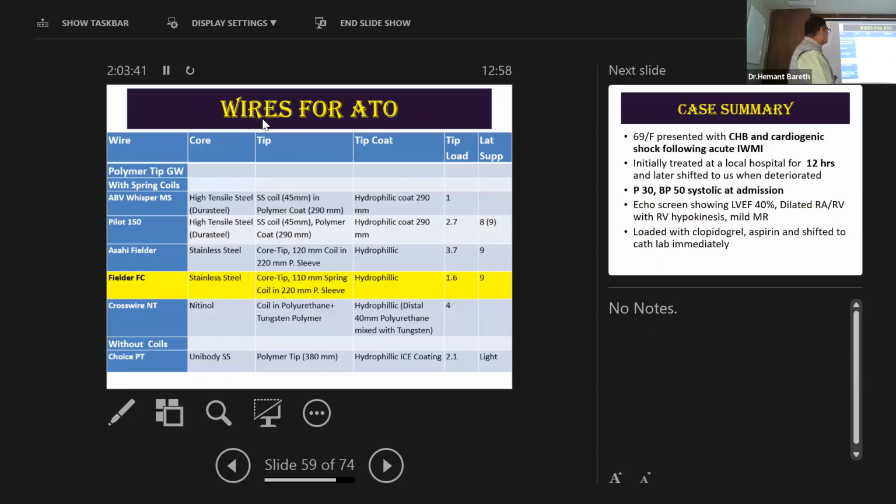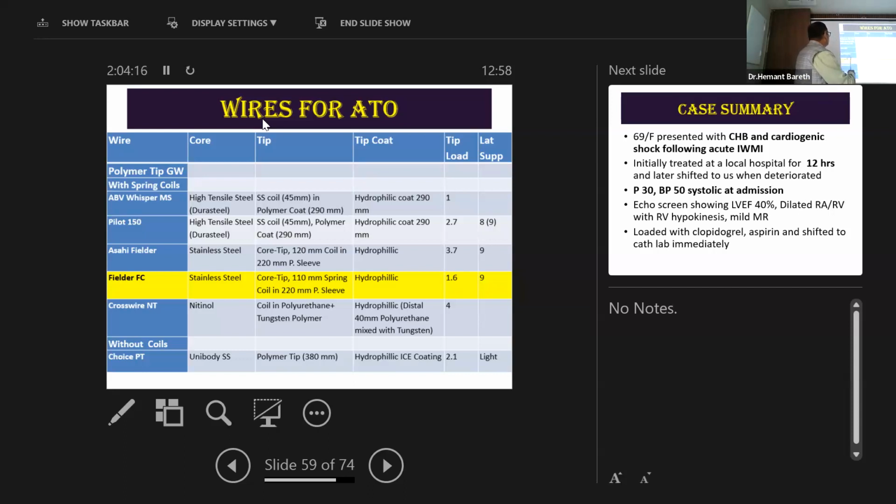So these are some of the wires for acute total occlusion. And as you might see, that tip load is generally between 1 to 2, but you could go up to 4. The Cross-It wire is no longer available. You don't want the wire to make any bends, because there is a thrombus that you have to negotiate. So you might take a wire without coils, only polymer coating wires.